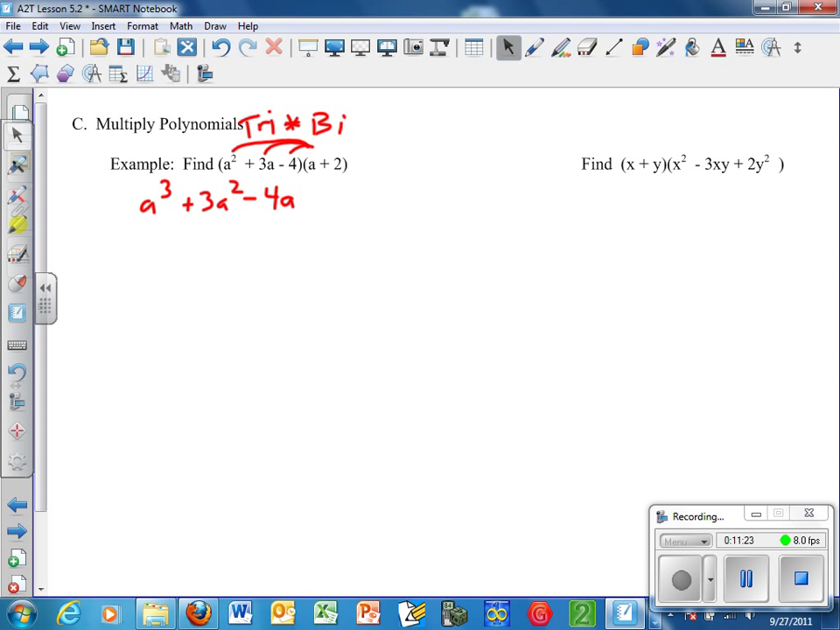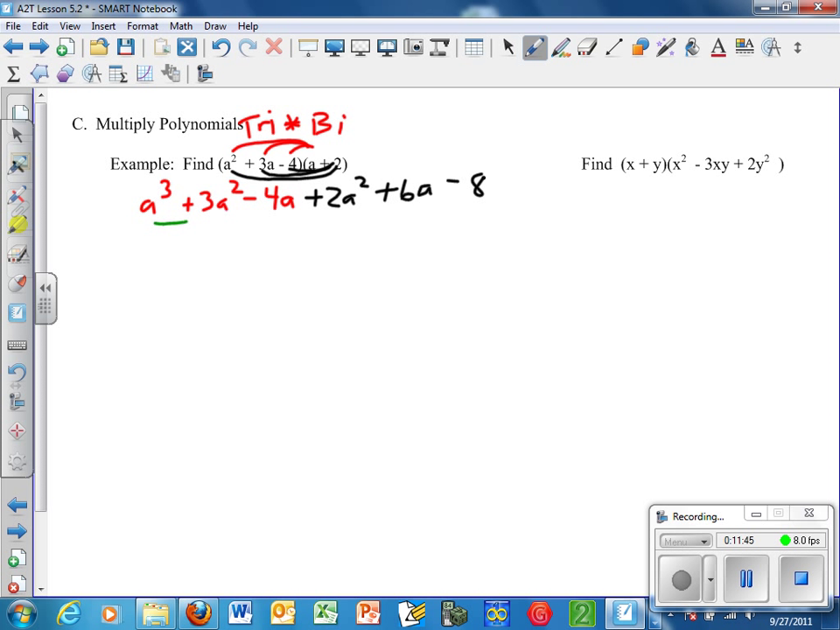And now I'm going to just keep going here, but now I'm going to distribute my 2 to each of those terms as well. So I'm going to do 2 times a squared, which is plus 2a squared, 2 times 3a, which is 6a, and then 2 times negative 4, which is negative 8. So I end up with 6 terms there, and now I combine like terms.